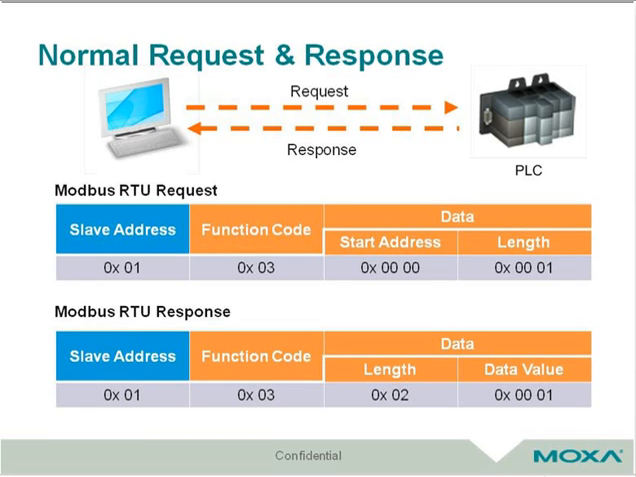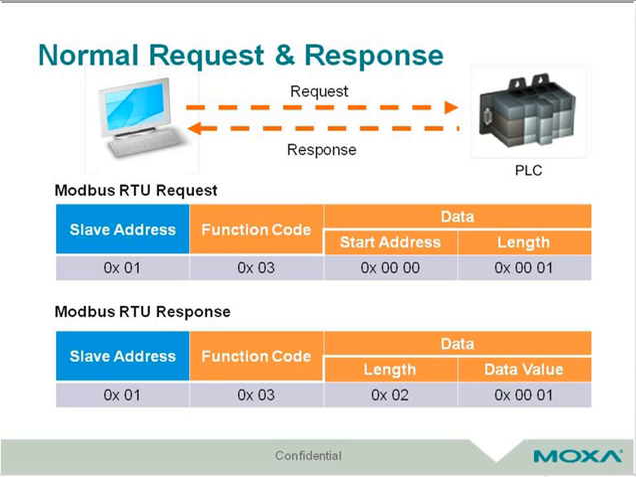Here is an example of a normal request and response. For a request, the Modbus master asks slave ID 01 to respond to this command. And what should be responded? Let's check the function code. 03 means read holding registers. And for the data field, this read command should start from address 00 to 1 unit of holding registers, which means 2 bytes of data.